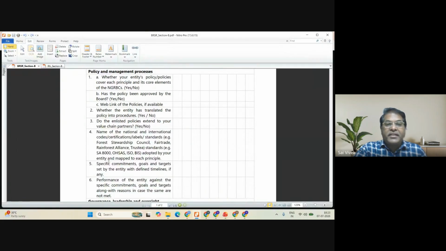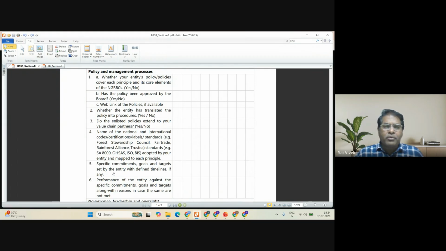Now the 5th one is specific commitments, goals, and targets set by the entity with defined timelines, if any. See, specific commitments. We have 9 principles, and in all these 9 principles, we as a company or an entity might not be completely satisfying them all. In fact, nobody does.